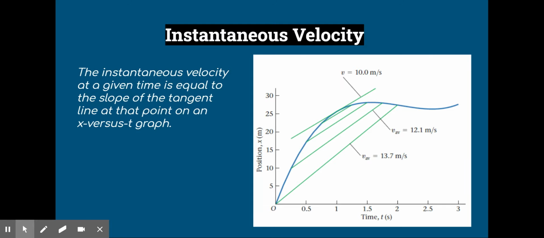The instantaneous velocity can also be seen on an X versus T graph, and it is going to be the slope of the tangent. So you'll pick a point, and in this case, we picked a point right there, and then drew our line. The slope of this line tells us our instantaneous velocity at that particular point.